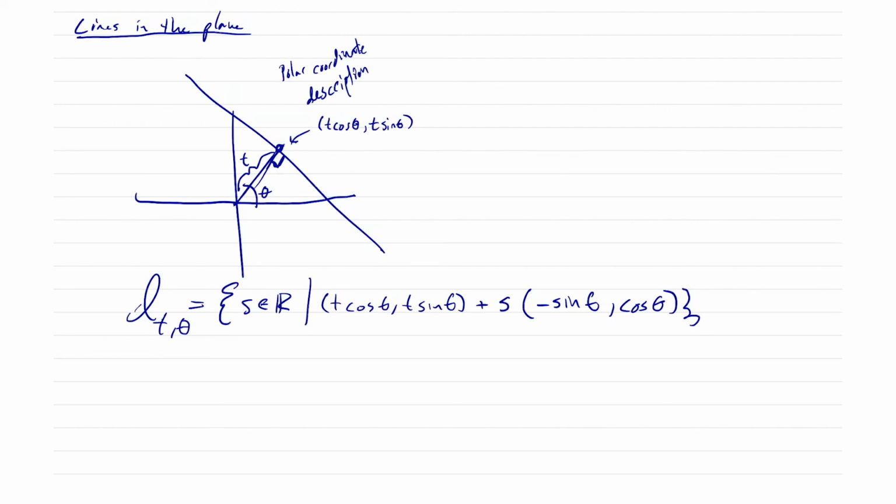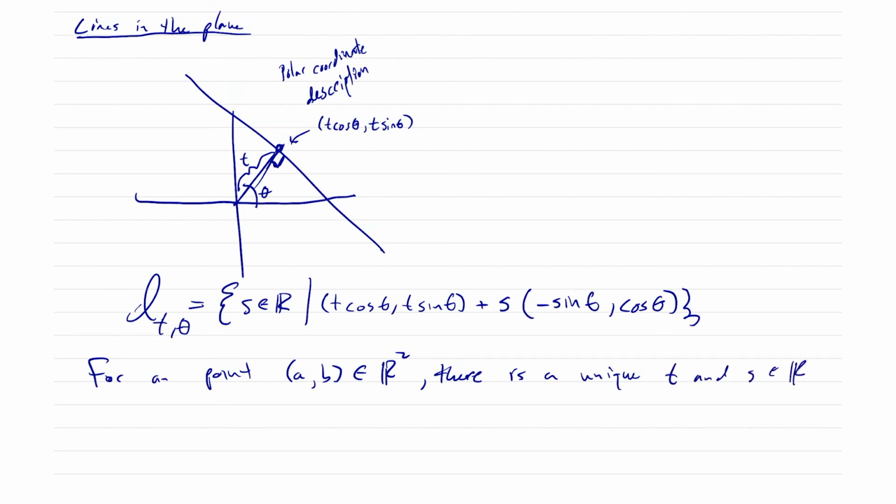So, something that we can say is that for any point (a, b) in R squared, there is a unique t and s in R such that a is given by t cosine theta minus s sine theta, and b is given by t sine theta plus s cosine theta. And so we have this sort of correspondence.